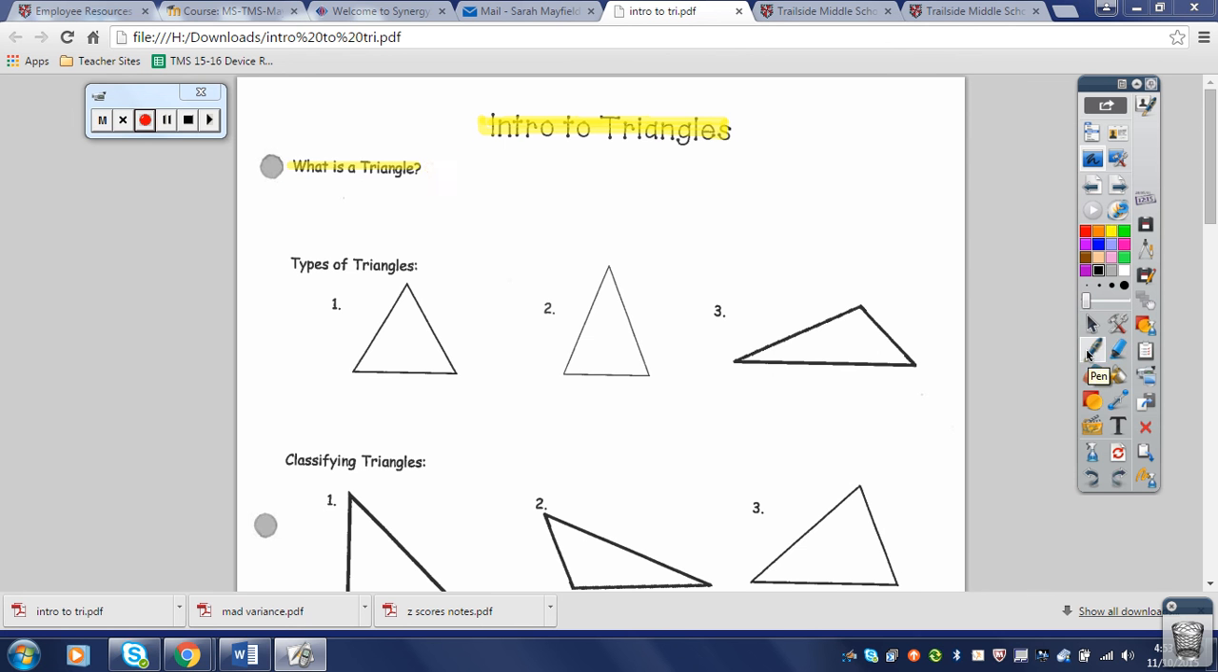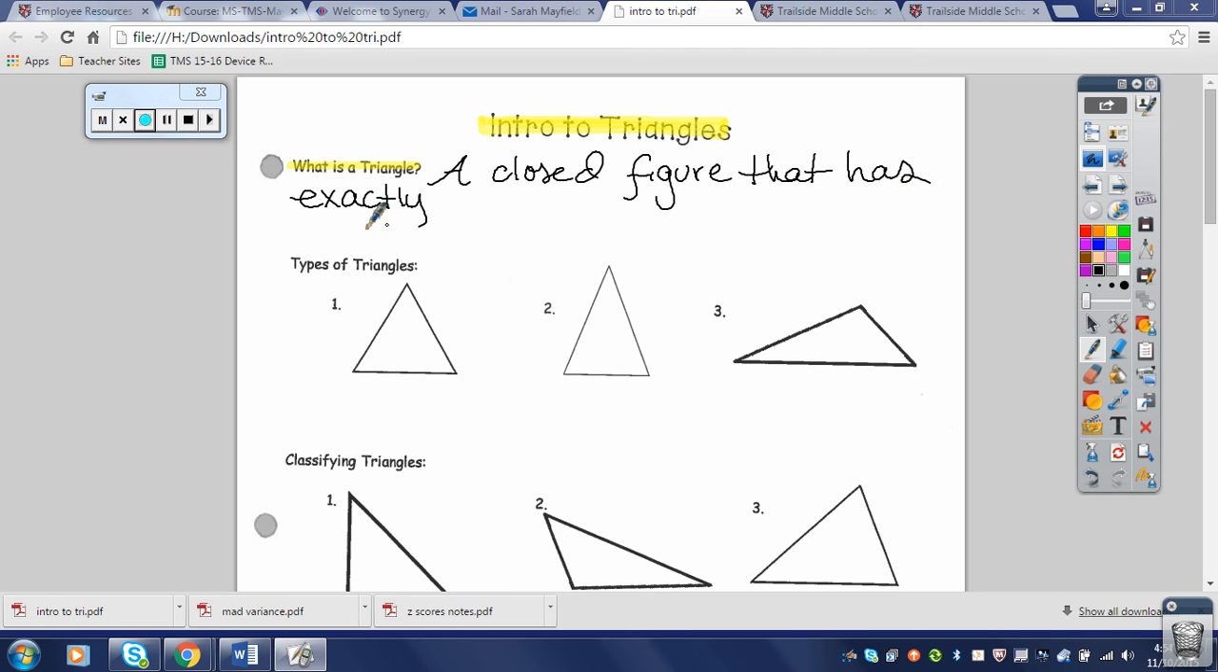A triangle is a closed figure that has exactly 3 sides. Okay? Looks like one of the pictures below. It also has obviously 3 angles. For every side there is an angle that matches.